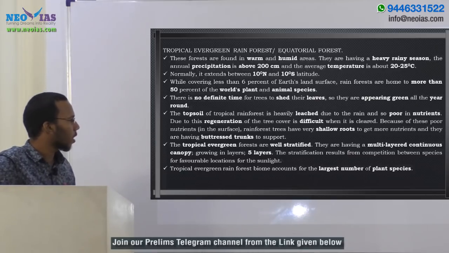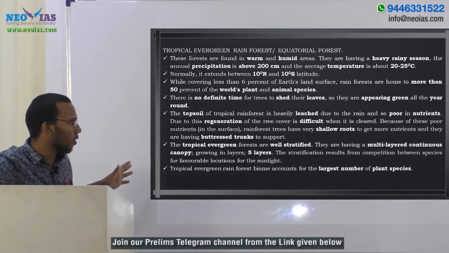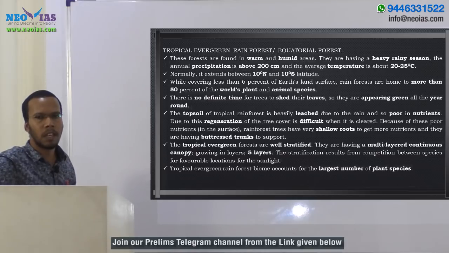This tropical evergreen rainforest biome accounts for the largest number of plant species. So the tropical forest has the largest number of plant species. These are the main points regarding the equatorial forest. Okay, now coming to the question again.